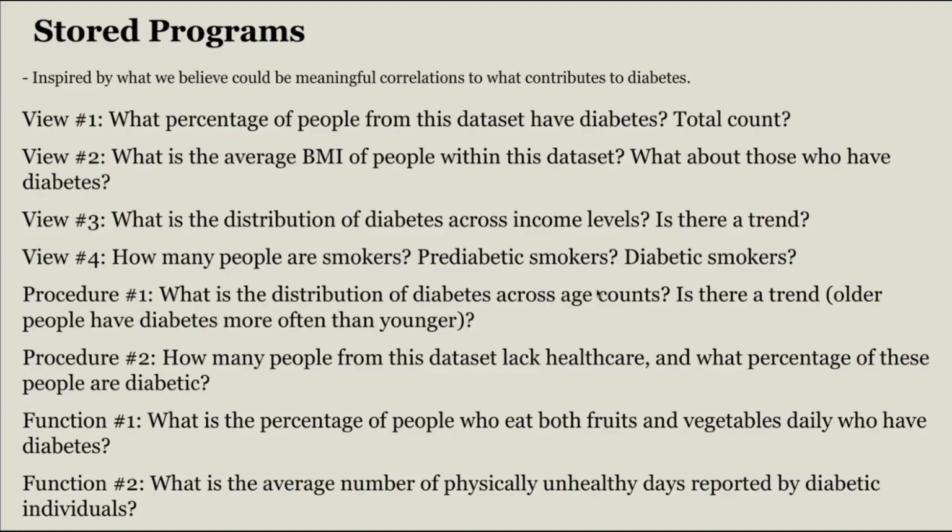Our second question was, what is the average BMI of people within this dataset and those who have diabetes? We found that the BMI of those who had diabetes was higher than those without diabetes. The distribution of diabetes across income levels was actually higher in proportions at levels 1 to 3, which means that lower income levels may be more subject to positive diabetic status.